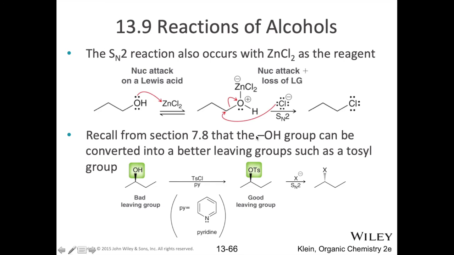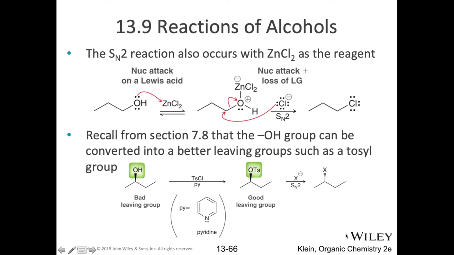So you can see here that if we use zinc chloride, the zinc winds up being a Lewis acid and coordinates to the oxygen, and again that helps that oxygen leave a little bit more easily. Okay, and then of course our chloride nucleophile can come in and swap out that alcohol for that chlorine.